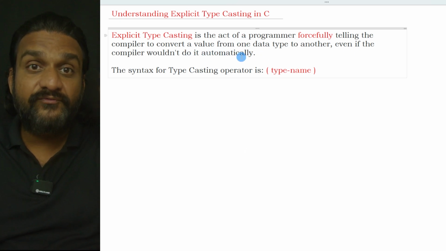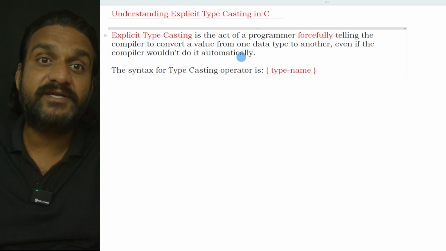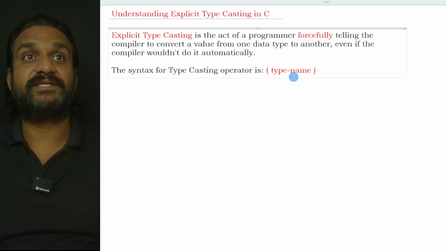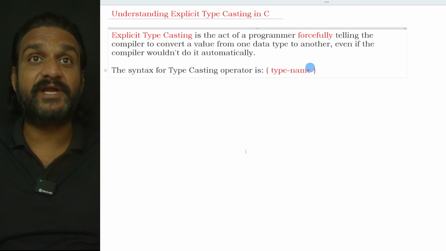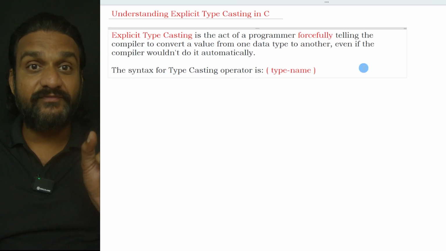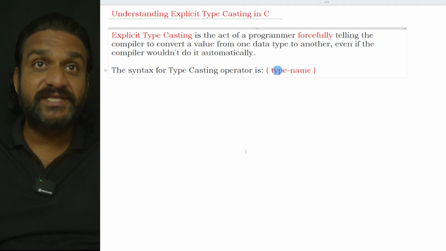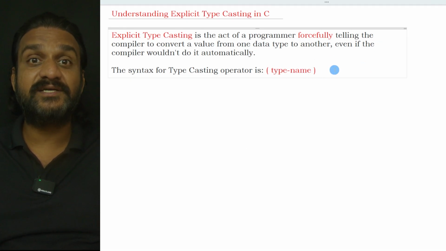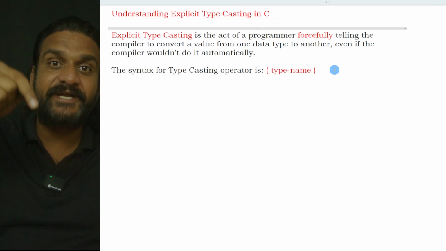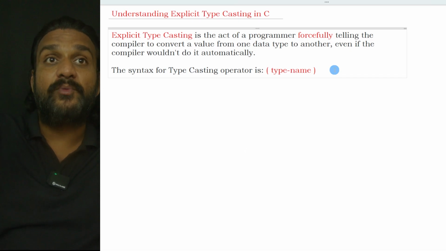That process of forcefully converting from one data type to another data type by the programmer is what we call typecasting, or also explicit typecasting. So this is the syntax for the typecasting operator. Within the parentheses, you give the type name to which you want to convert. Usually the parentheses are empty; if you provide a data type within these parentheses, then it is considered a typecasting operator.